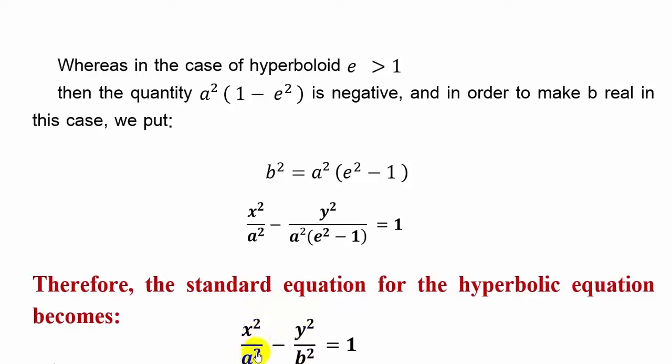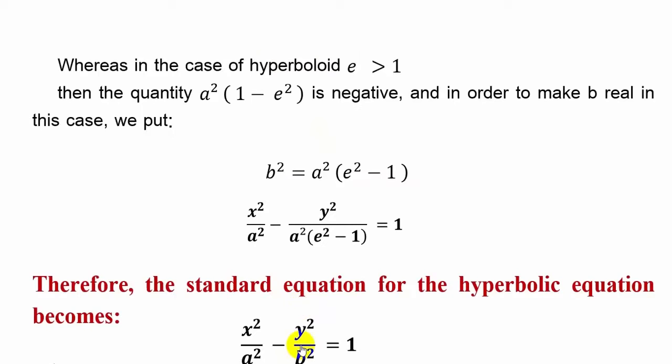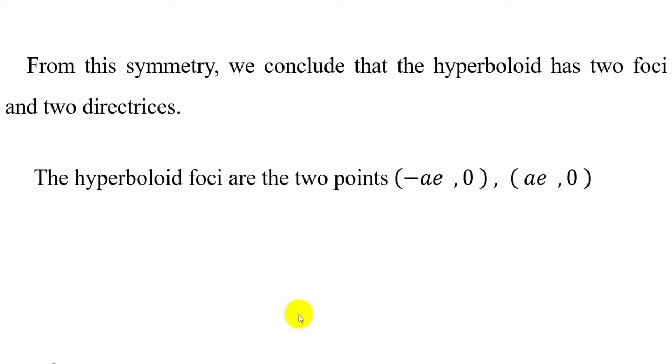We have the largest axis along x, whose distance is a, and along the y-axis the distance is b, exactly similar to what we have in the ellipse. So if we talk about symmetry, we conclude that the hyperbola has two foci and two directrices.